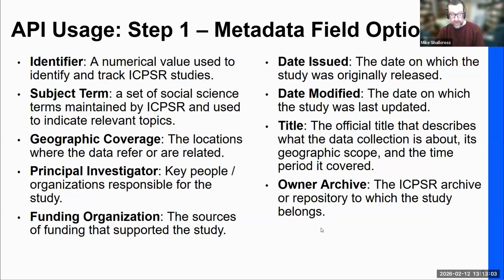For any field that will be included in this initial request, the user must also provide one or more values that will be used to find matching records. And I want to note that users may submit a query that uses a single metadata field or combine multiple fields for a more complex search. For instance, a user could employ the owner archive, geographic coverage, and subject term fields to request all studies in the National Archive of Computerized Data on Aging, that is the owner archive, that relate to the state of California, the geographic coverage, and include the subject term housing.